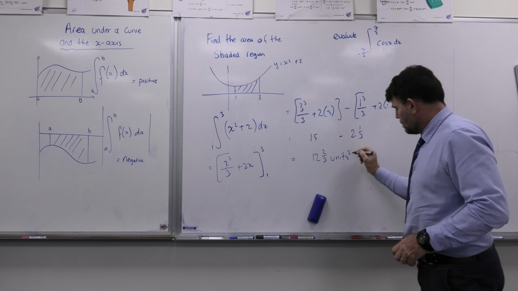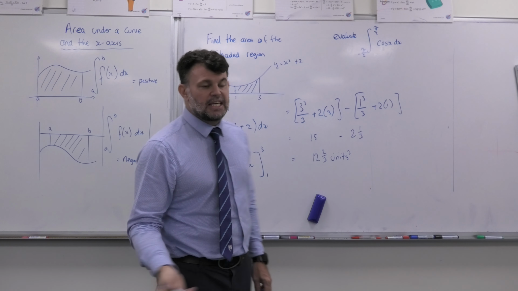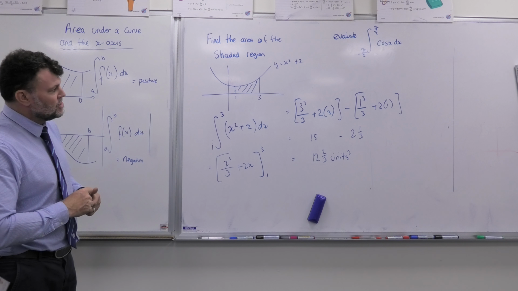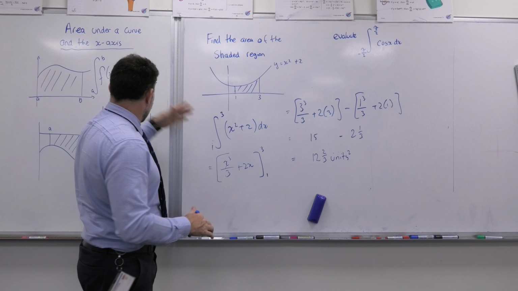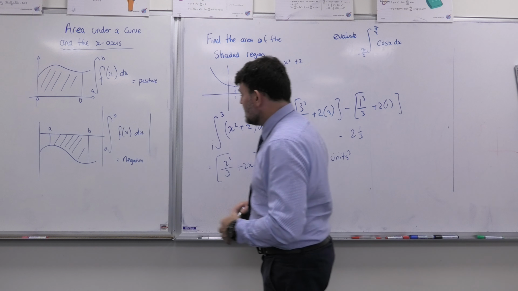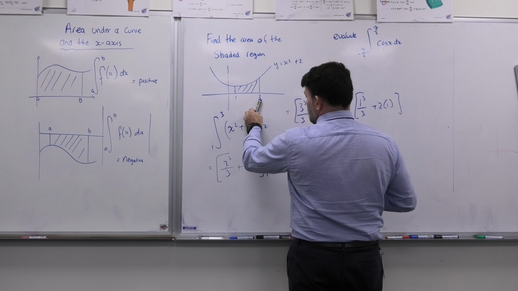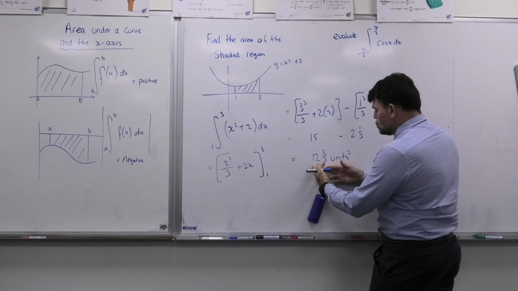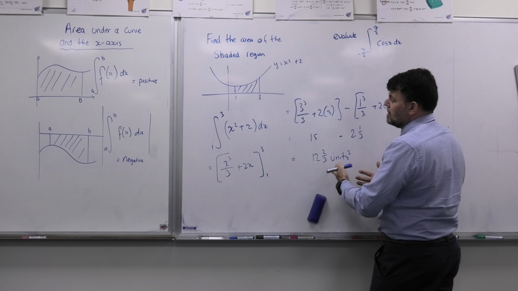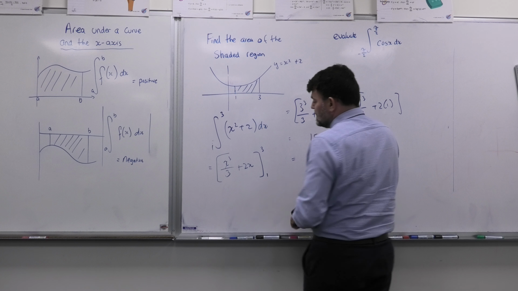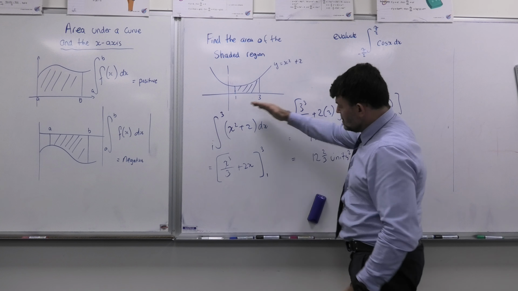Now, in the last one when we looked at calculating the definite integral, we didn't write the units. Because we're now finding area, we're saying that the area between 1 and 3 represents 12 2/3 units squared. So what we've done here is we've integrated like we normally did with definite integrals. However, the last part we add on the units squared.